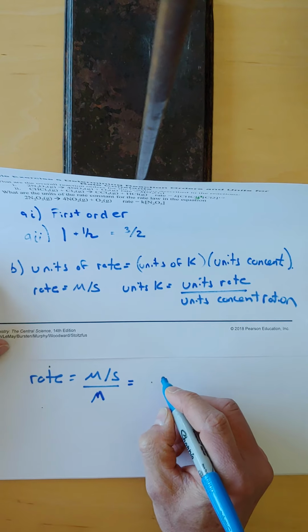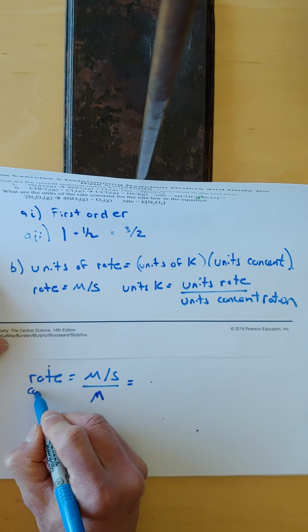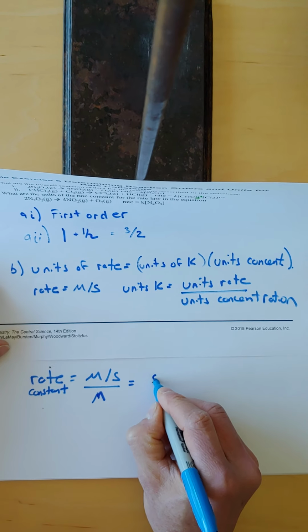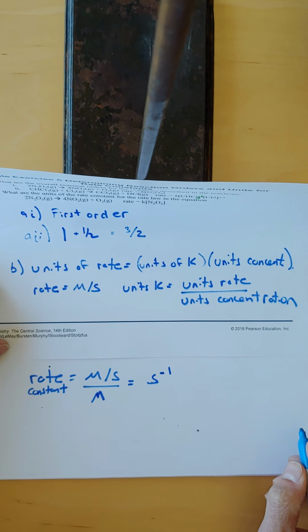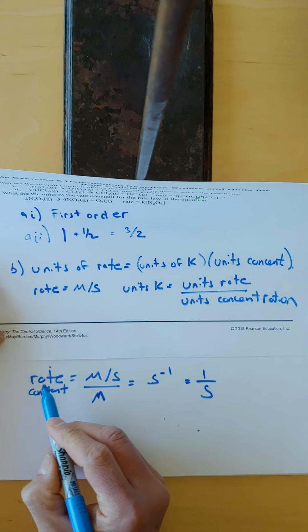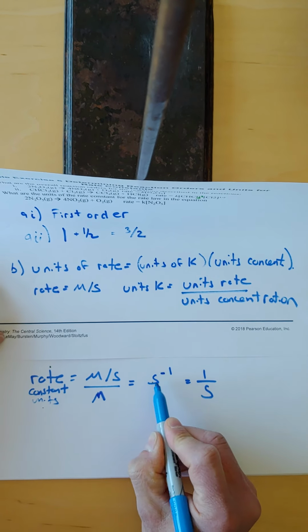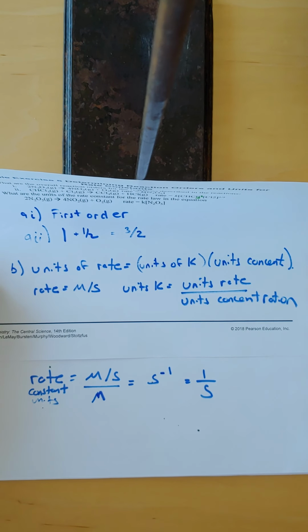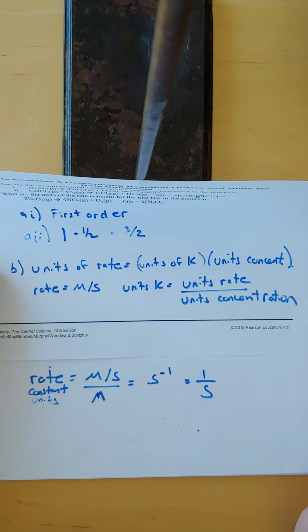So my rate constant units are just seconds to the minus 1, which is the same as writing 1 over second. So my rate constant units are going to be seconds to the minus 1, and that equals 1 over second. And so the rate constant units do depend on the order of the reaction. So a first order reaction is going to have different rate constant units than, say, a second order reaction.